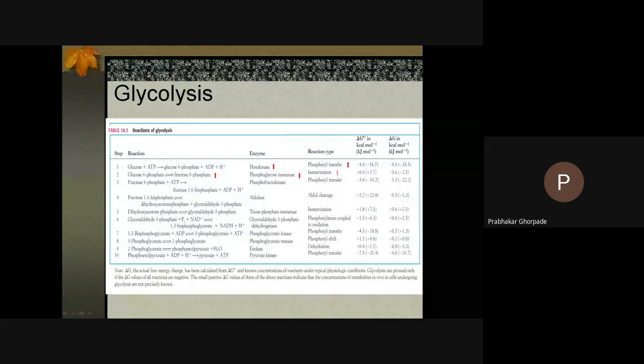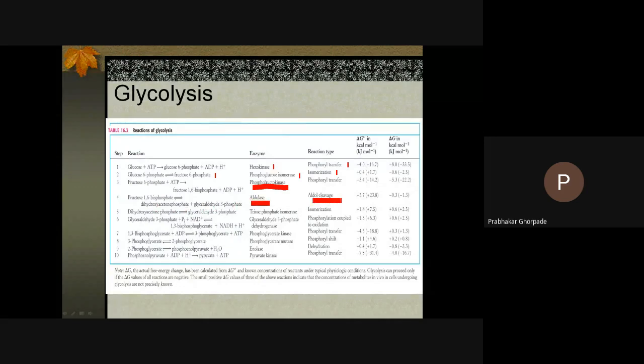This is an isomerization reaction. Fructose 6-phosphate in the presence of ATP got converted into fructose 1,6-bisphosphate, and ADP formed, and this reaction is catalyzed by phosphofructokinase. Then fructose 1,6-bisphosphate got converted into DHAP, dihydroxyacetone phosphate, and glyceraldehyde 3-phosphate with aldolase. That is the aldol cleavage reaction. Okay, and these three steps make up the preparatory phase of glycolysis. Okay, these are the post preparatory steps.